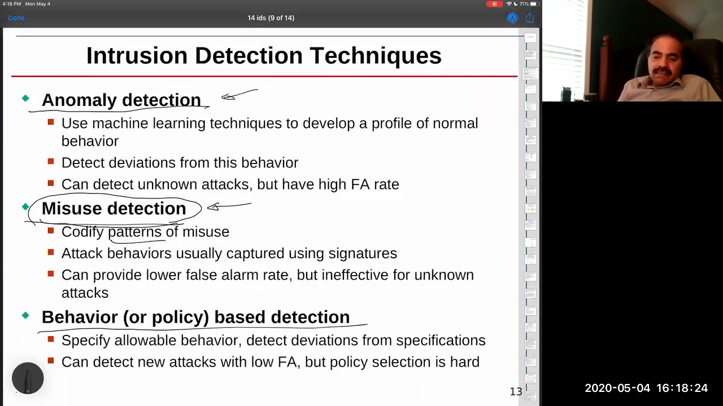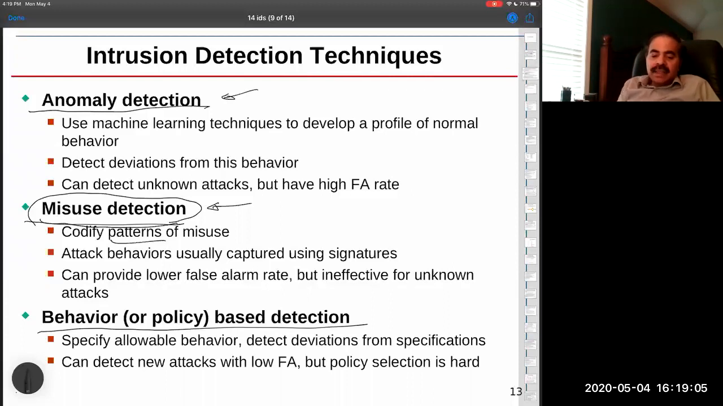So the other approach, called anomaly detection, starts off at the other end of the spectrum, right? So you don't know anything about attacks. Instead, you are using some machine learning techniques to learn a profile of normal behavior. Okay, so what is benign or normal behavior of the system? And then once you have learned that normal behavior, you can try to detect attacks as deviations from this normal behavior.